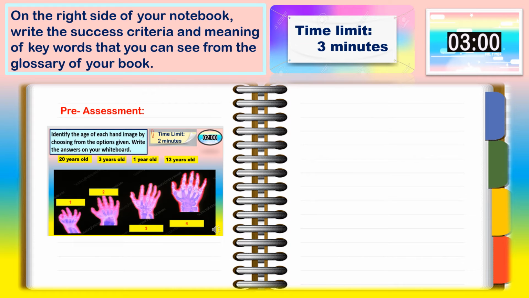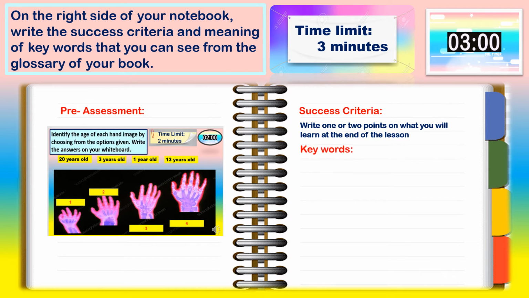On the right side of your notebook, write the success criteria and the meaning of keywords that you can see from the glossary of your book. For the success criteria, write 1 or 2 points on what you will learn at the end of the lesson. And write the meaning of the following keywords. The keywords are X-ray, bones, cartilage, and calcium. Use the glossary of your student book to find the definitions. You have 3 minutes to do this activity.